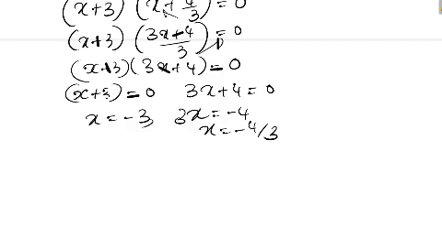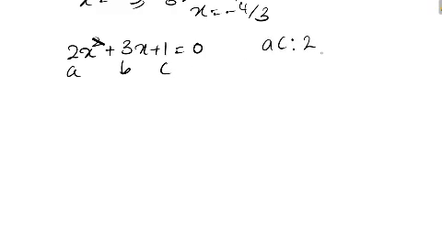I will show one more example: 2x square plus 3x plus 1 is equal to 0. So a is 2, b is 3, c is 1. Then ac is 2 into 1, which is 2, and b is 3. The numbers which give us the product 2 and sum 3 are 2 and 1.